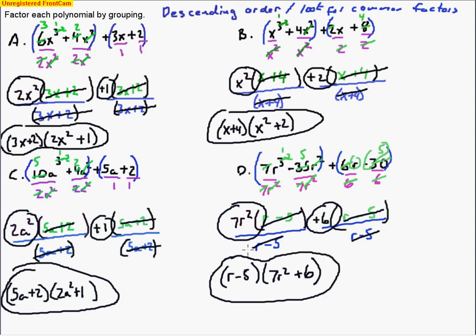Well, that's the beginning concept of factoring by grouping. What we'll notice in part 2 is that we're not going to have things in descending order. And also, we might have one that has a common factor between all the terms. So check that out in part 2.